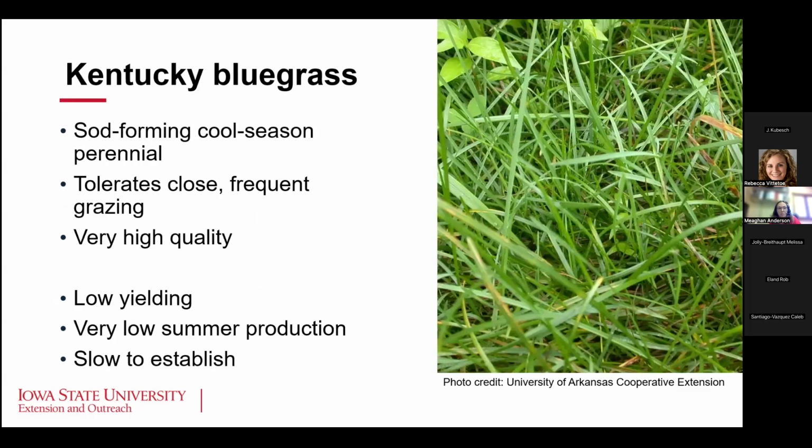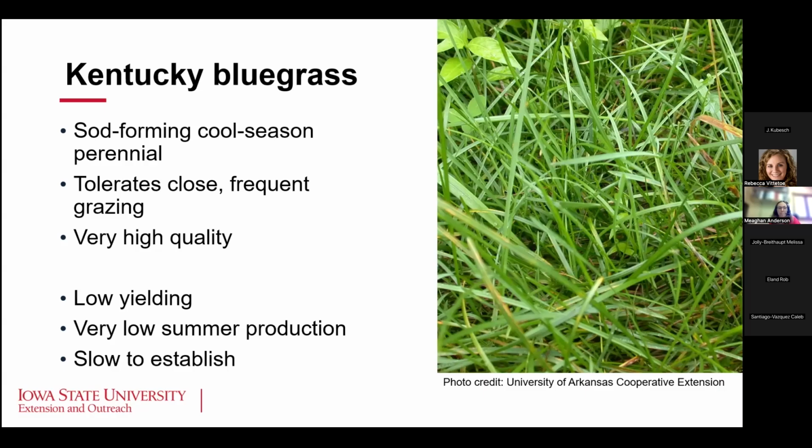Kentucky bluegrass would be my next example. Kentucky bluegrass is another one of our sod-forming cool season perennials. Basically, every lawn in the state of Iowa is a Kentucky bluegrass lawn. So you could see that these are kind of the reliable species that we use here in Iowa. Kentucky blue shows up a lot and performs really well in overgrazed pastures because it's going to tolerate very close, very short, frequent grazing often.